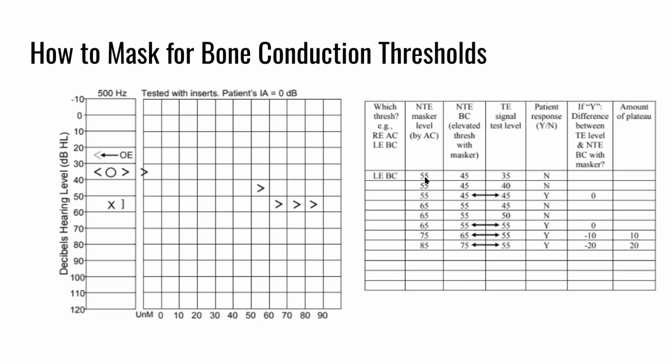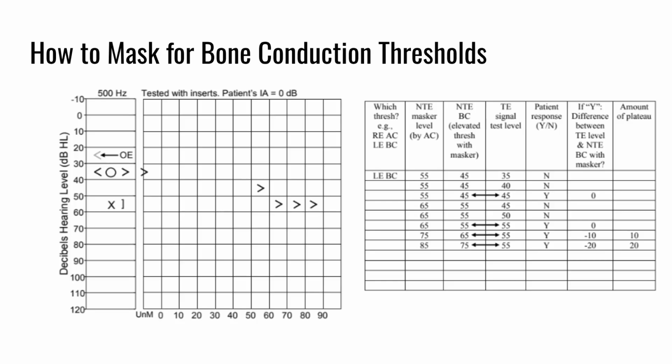Our bone conduction threshold, non-test ear, our initial response with 55 dB of masking to the right ear is going to be a response of 45 dB on the tone in the left ear. So that's what we see here. 45 dB of tone is our initial response with 55 dB masker.